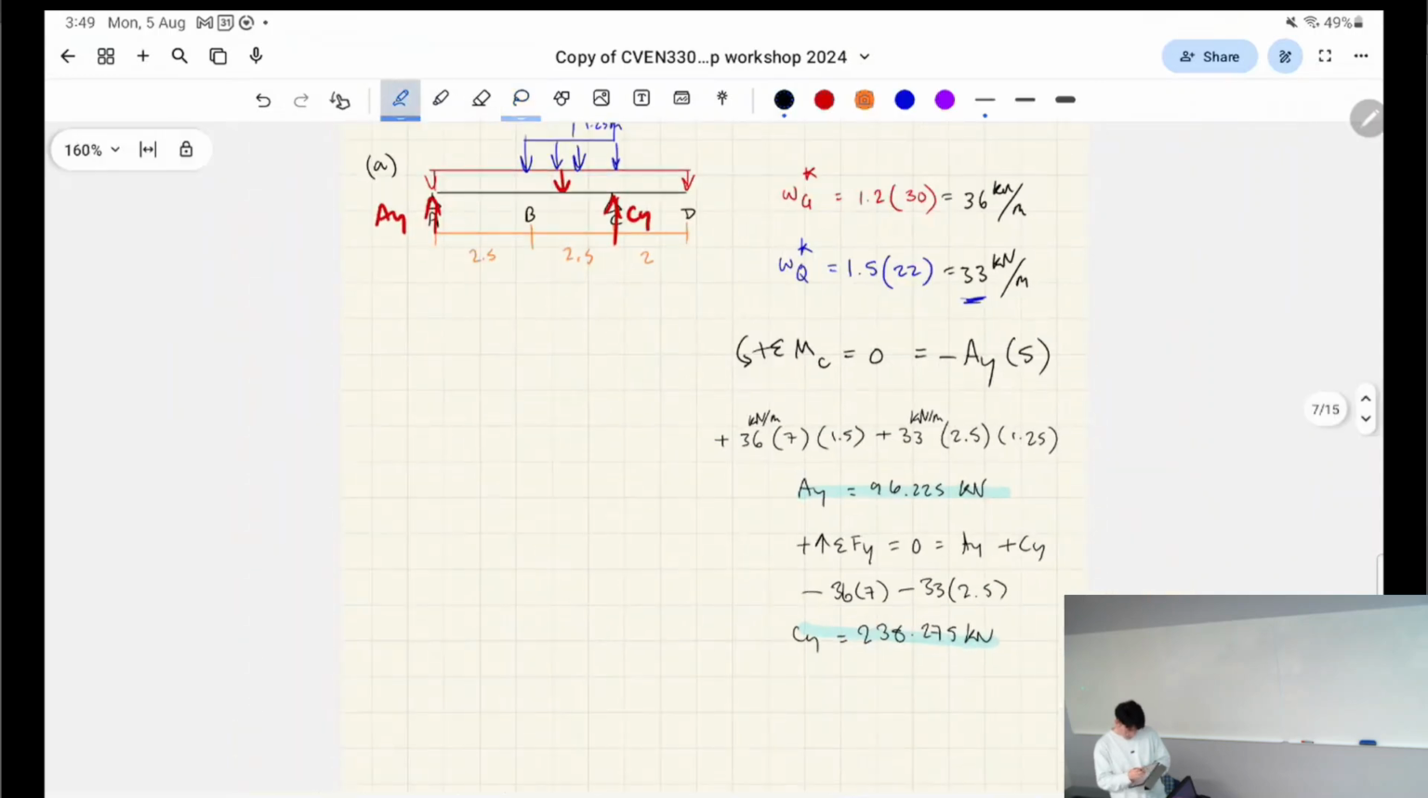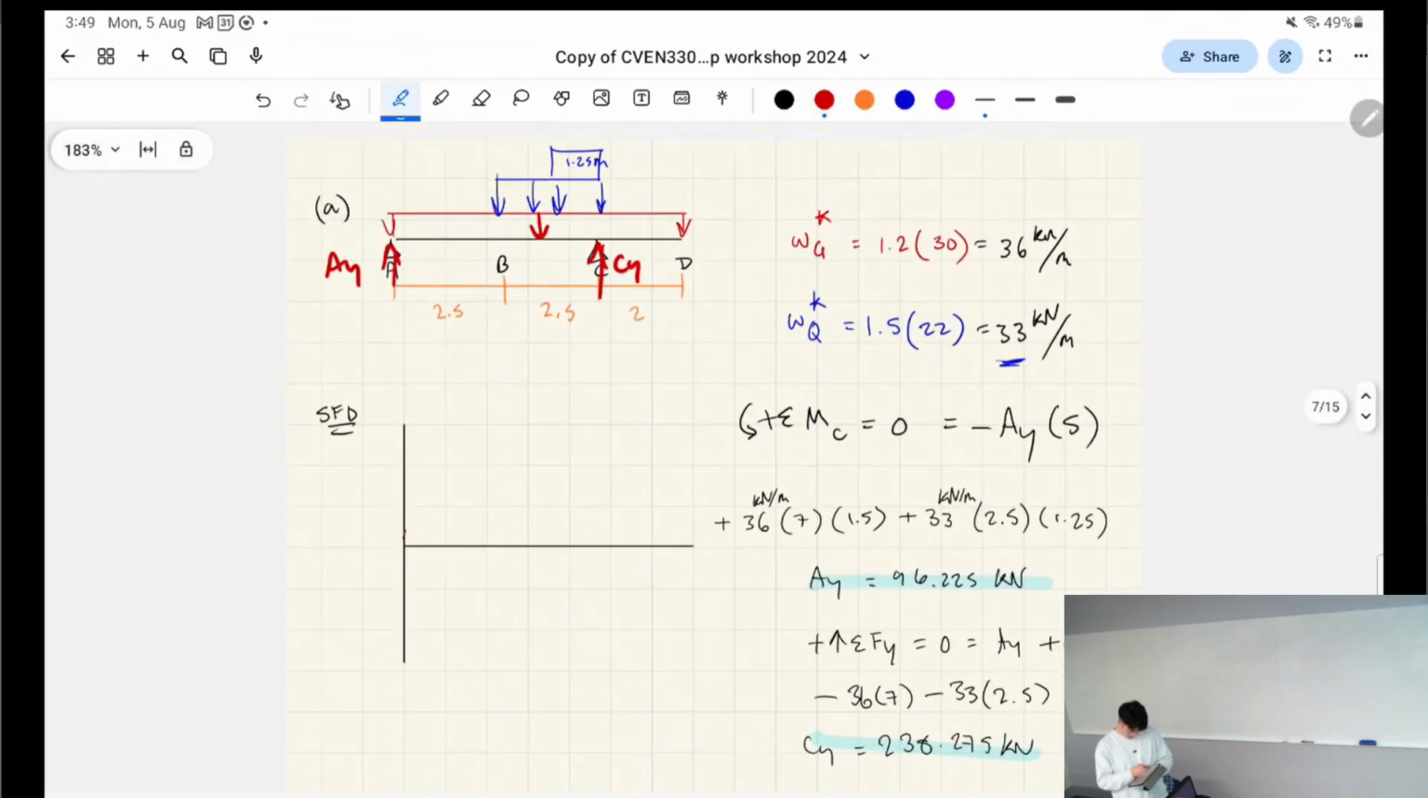Right? Let's draw the shear force diagram. It's like this, right? So similar shape, but it's going to be a bit different, okay? Do it with a good pen. So AY was less this time, right? AY was only 96.225, right? And then it's going to have one slope.